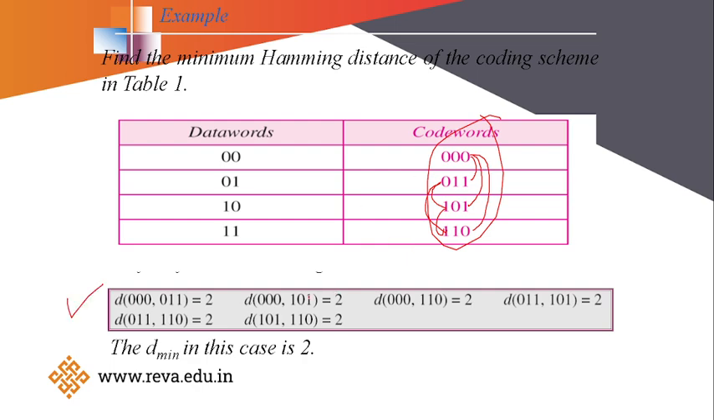Here I have done that. Among these, which is minimum? All are getting the minimum distance as 2. So the minimum Hamming distance is nothing but 2. We represent d minimum as the minimum Hamming distance.